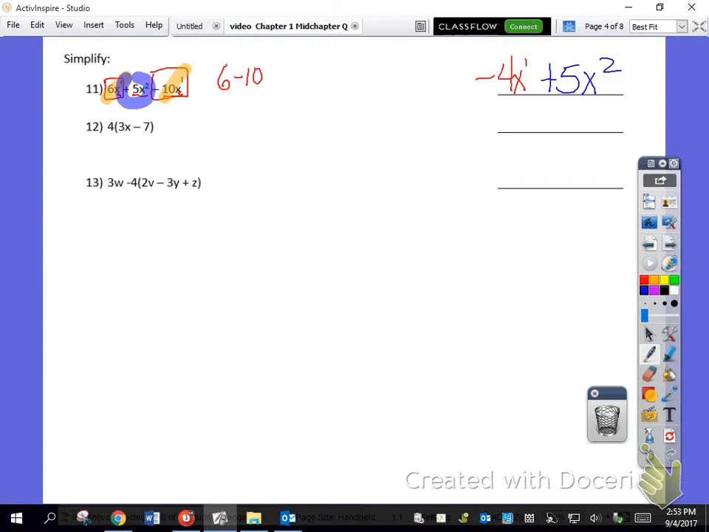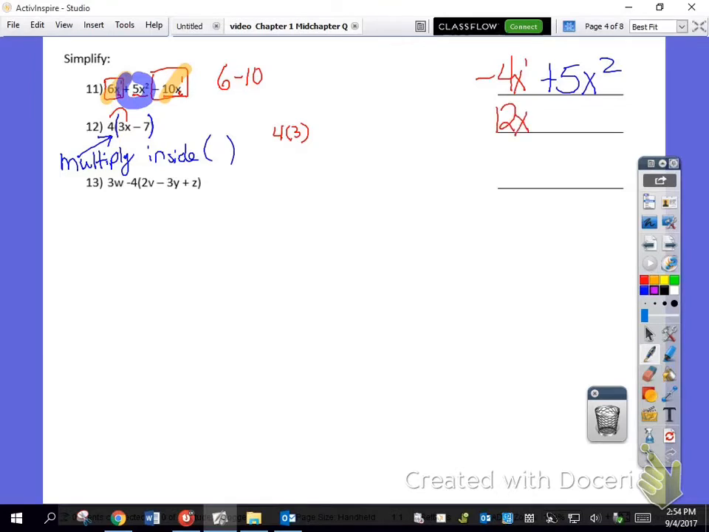On number 12, what's unique on this problem is I have parentheses. Now remember, when you have a number next to parentheses, that means that you are going to multiply. Okay? And I have to multiply the 4 with everything inside the parentheses, with both. So I'm going to multiply the 4 with the 3x. That's like saying 4 times 3. 4 times 3 is 12, and I've got to bring that x down.